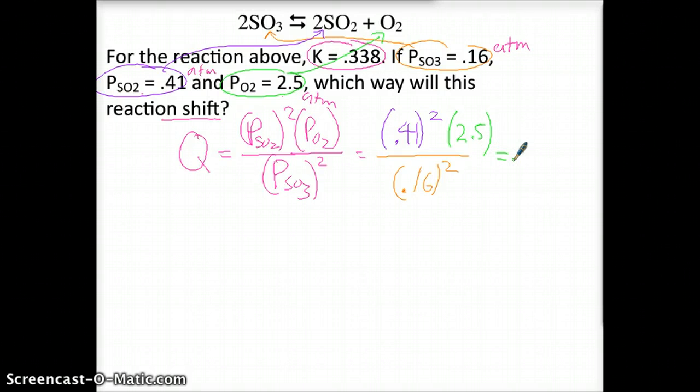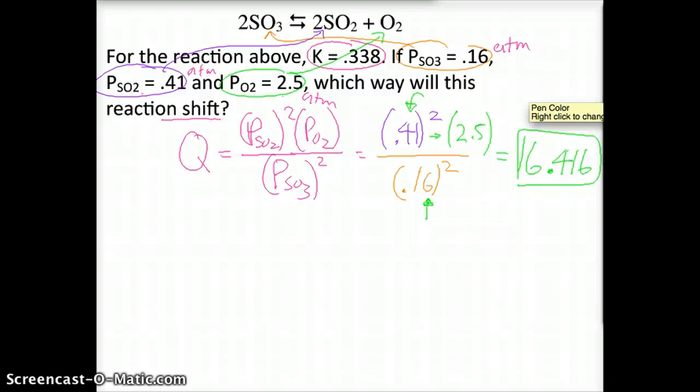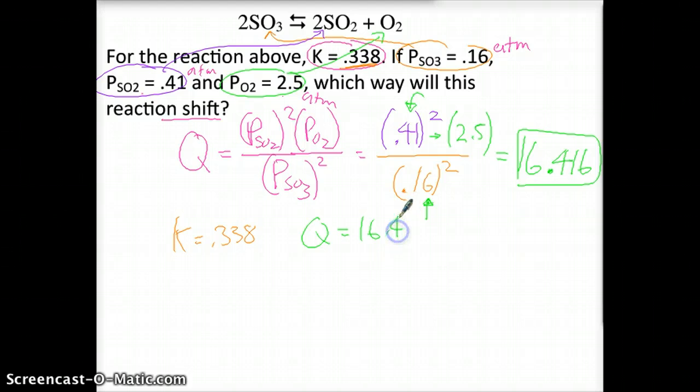If we go ahead and solve for this mathematically, don't forget your order of operations. You have to square this first, square this also, before these get multiplied, and then before you do the division. You get a value of 16.416. So this is the state of the reaction right now. We're given that K is equal to 0.338. So K is equal to 0.338, and Q is equal to 16.416. I'm not worrying about sig figs yet because I'm just trying to predict a shift.